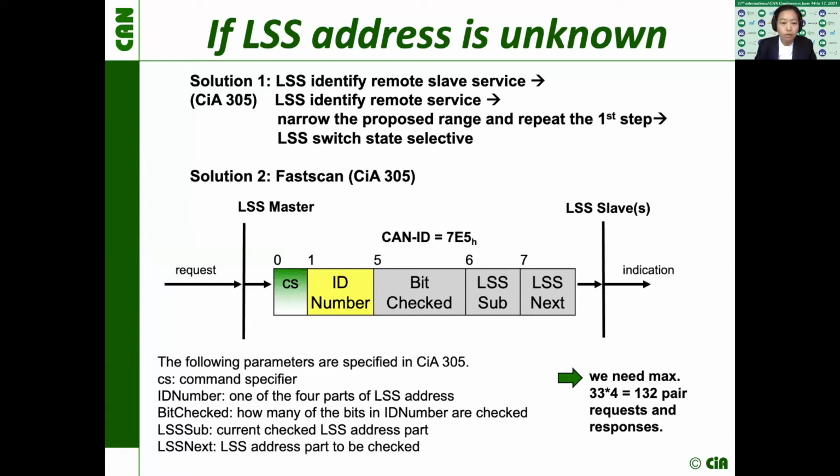And for acknowledgement, a 33rd response is required. That means for the complete LS address, we need 33 times 4 equals 132 data frames. So that also means the Fastscan is not really so fast.